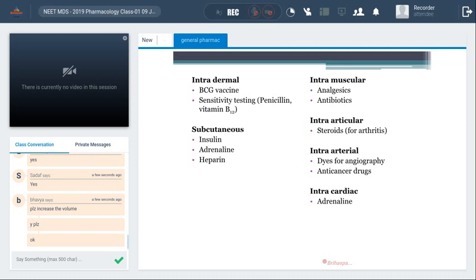So I cannot keep giving an analgesic for a long time for this patient's arthritis. So I inject steroid into the joint space so that his pain is relieved for the next 1 to 2 years. Clear? So that's intra-articular. Then intra-arterial. Intra-arterial is into the artery.